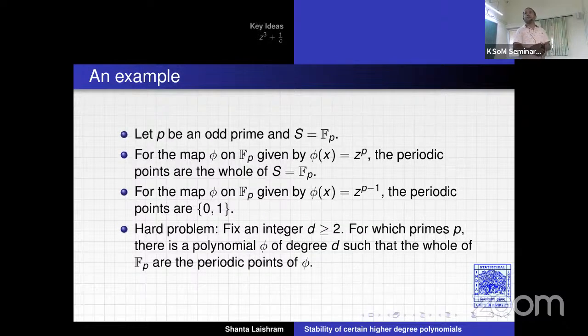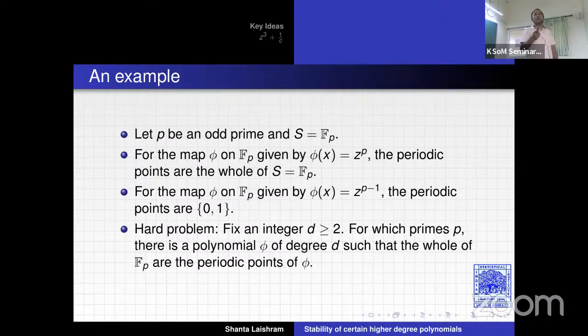So I just want to give you an example here. You take the set S to be the finite field F_p. Then the map given by f(x) equal to x to the power p, the periodic points are the whole of F_p, whereas if you take the map to be x to the power p minus 1, the periodic points are just 0 and 1. So actually the periodic points can quite vary.